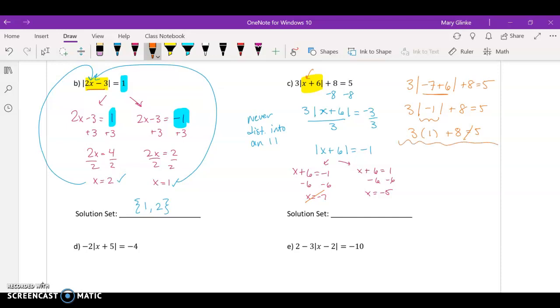So now let's test x equals -5. Same process. We're going to go ahead and simplify and see if we get a true statement. The absolute value of 1 is 1. 3 plus 8, once again, does not equal 5. So that answer does not work either. Nothing is going to end up working. This is going to have no solution. There's no value of x that will make this true.